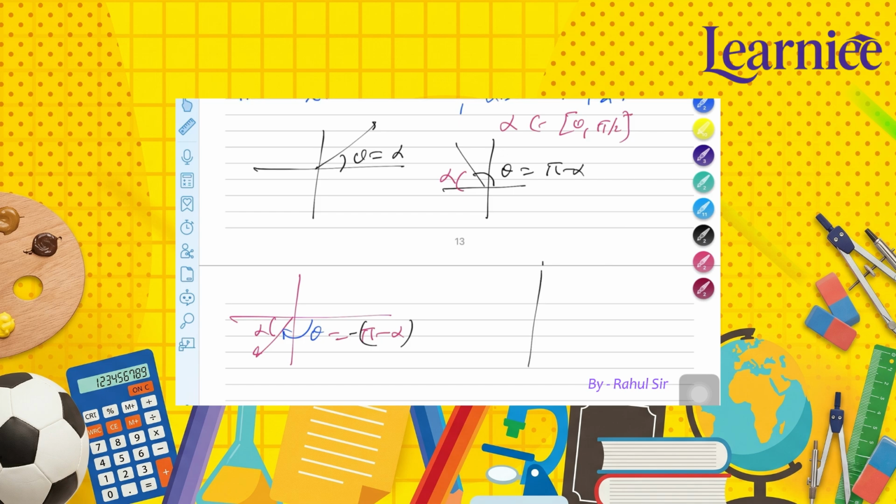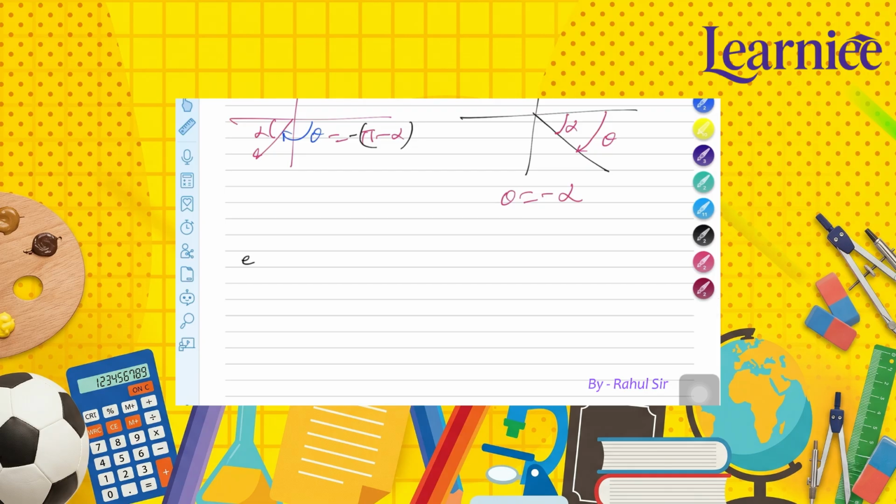Similarly, if it is the fourth quadrant, obviously the alpha is here, and this is also the principal argument. So theta is equal to minus alpha. Why? Because this theta is measured in a clockwise sense. Okay, let's take some examples.